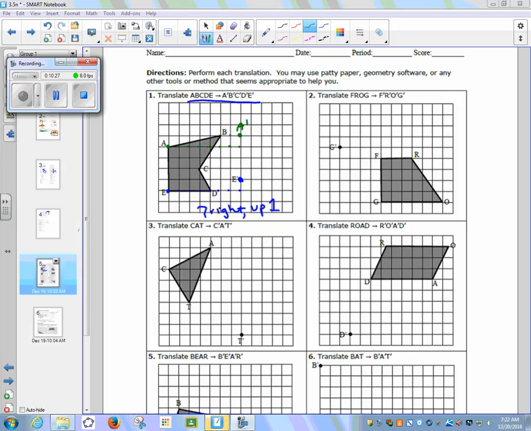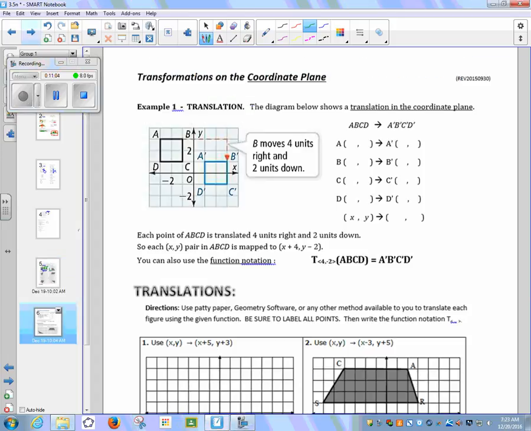B is going to be 1, 2, 3, 4, 5, 6, 7 to the right, up 1. That's B prime. C, 1, 2, 3, 4, 5, 6, 7 to the right, up 1. That's C prime. And D, 1, 2, 3, 4, 5, 6, 7 to the right, up 1. That's D prime. So then just connect it, and you should have a resulting image that is congruent to your original. Notice this one goes to the left and up, and you just have to count it out to do it. I just wanted to show you that.